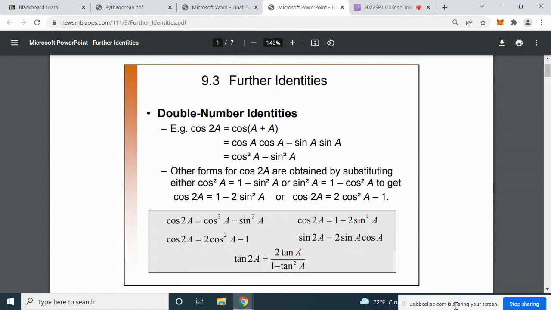So just in a nutshell, there are 3 formulas to use, but the formula that you're going to use depends upon whether or not you know both the sine and the cosine values. And then lastly, there is the double angle for sine and the double angle for tangent.